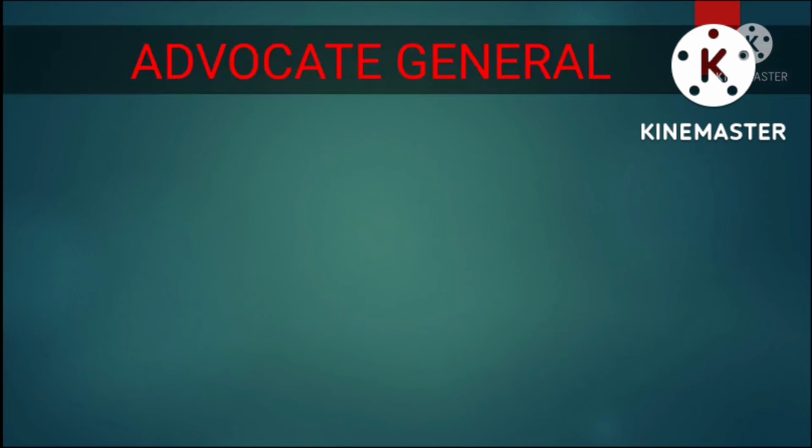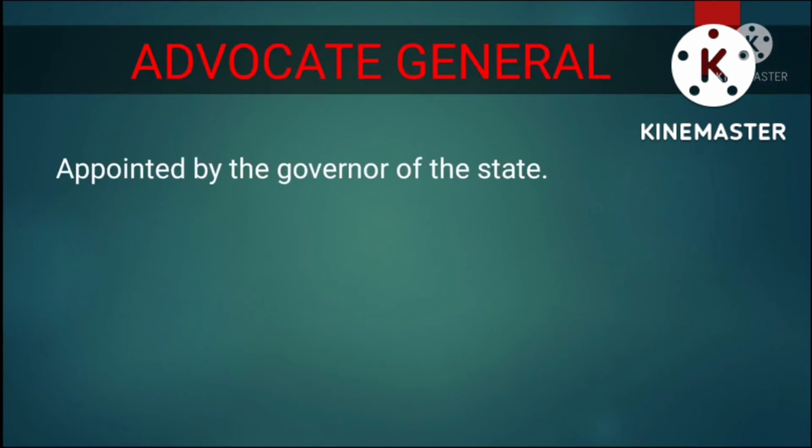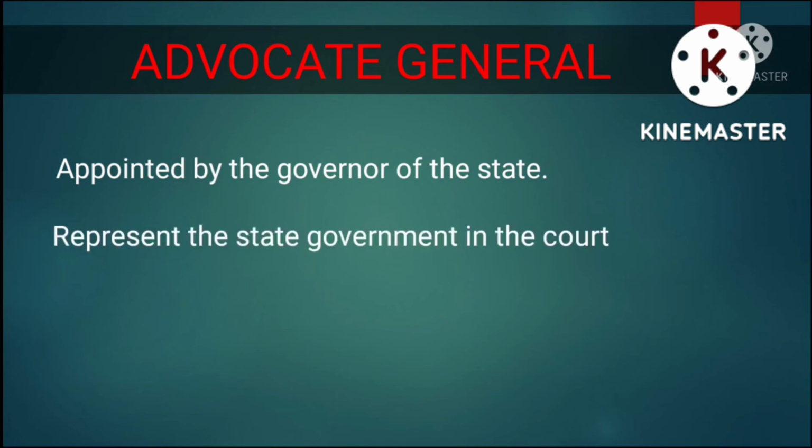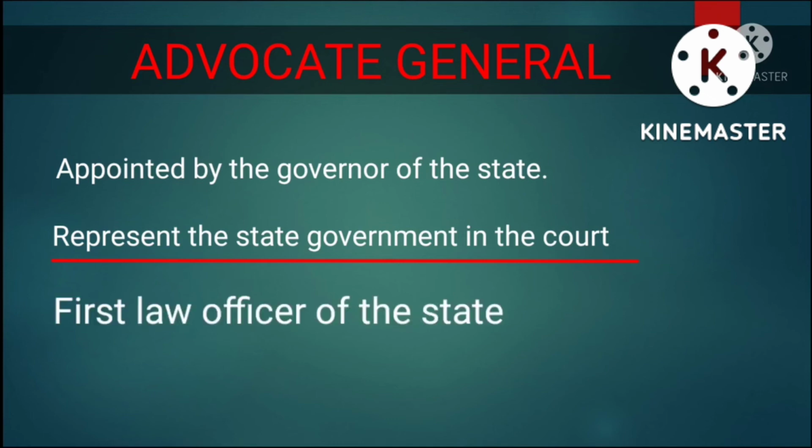Now we will talk about advocate general. Advocate generals are appointed by the governor in every state. The job of the advocate general is to represent the state government in the court. That means the advocate general represents all the cases of the state government in the court. That's why he is called the first law officer of the state.